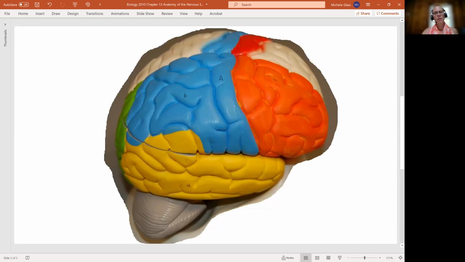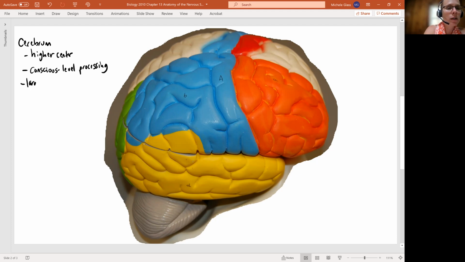Let's take a look at the brain. This is a picture primarily of the cerebrum. This is a model that we have in our laboratory. We're seeing the largest part, the cerebrum. We've already called it a higher center. This is where anything that's consciously processed is being processed, so conscious level processing. It's the largest part of the brain. It's highly folded.